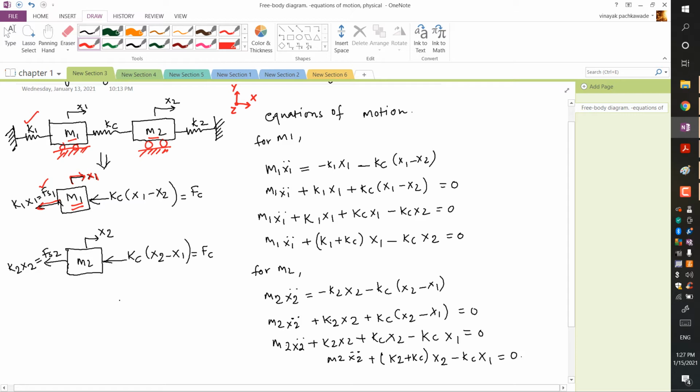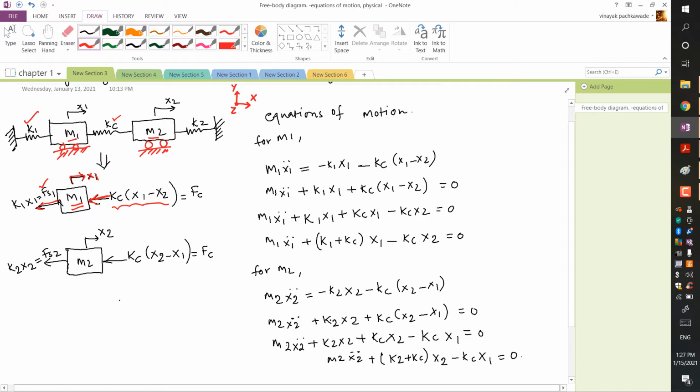So when this body tries to move in the x1 direction, to the right, this spring kc will try to push it back, as indicated by this arrow direction, and the value of that force is given by kc times the relative displacement of these two objects, m1 and m2. So m1 has a displacement x1, and m2 has a movement x2. We'll always follow this convention that we first take x1 and then x2, because we are talking about m1. When we talk about m2, we'll take x2 first and x1 later.